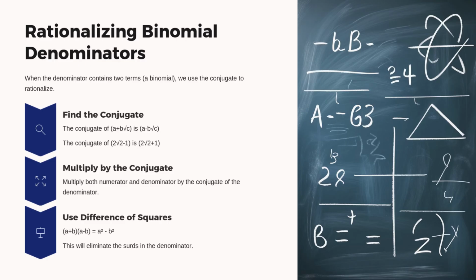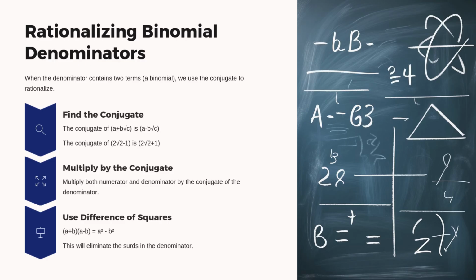For example, the conjugate of (2√2 − 1) is (2√2 + 1). This is obtained by changing the sign between the two terms. Multiply by the conjugate. Multiply both numerator and denominator by the conjugate of the denominator.